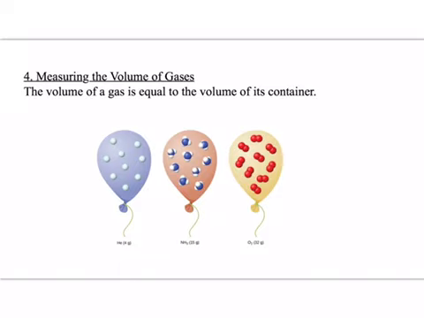Yes, you know that gases have the property of dispersion. They spread out in the container they are in. For this reason, the volume of a gas is equal to the volume of the container it is in. So you see that we have 3 different gases with different masses, but they're in balloons of the same volume, so they have the same volumes because the volumes of the containers are the same.